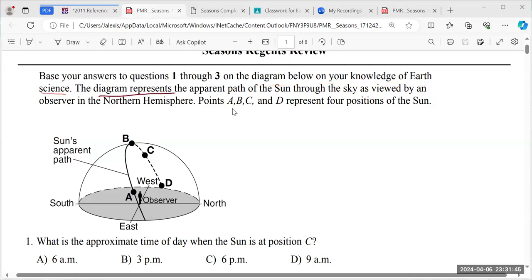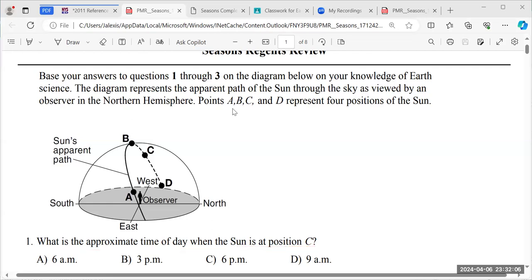The diagram represents the apparent path of the sun through the sky as viewed by an observer in the Northern Hemisphere. Points A, B, C, and D represent 4 positions of the sun. So number 1, what is the approximate time of day when the sun is at position C?